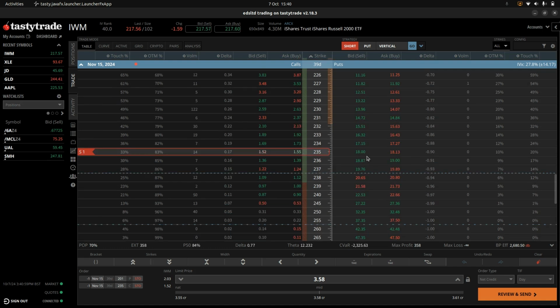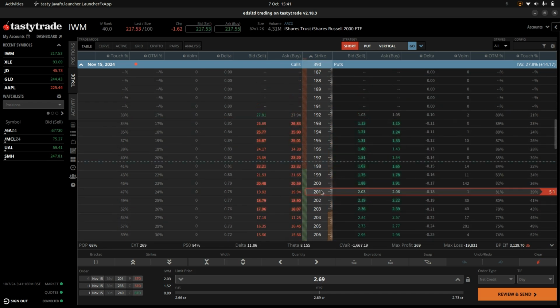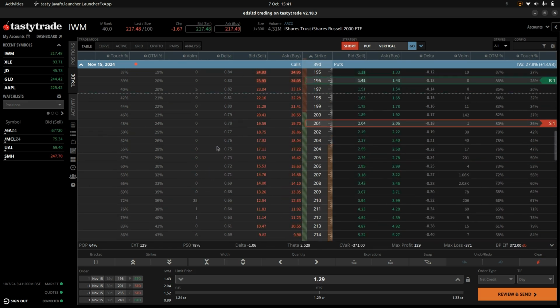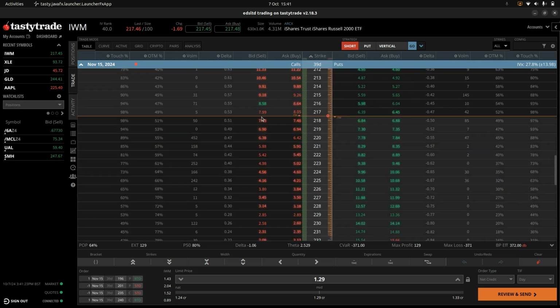And if that does concern you a little bit, or if the buying power requirement is a little bit too big for your account, by all means, you can always just buy another contract a little bit further out, say $5 wide. So 235 plus $5 would be 240. 201 again, same thing at the 196, $5 wide. And what we've basically done is created a $5 spread on either side.